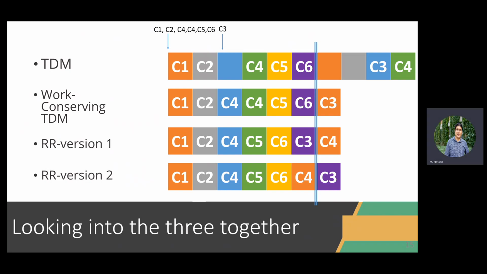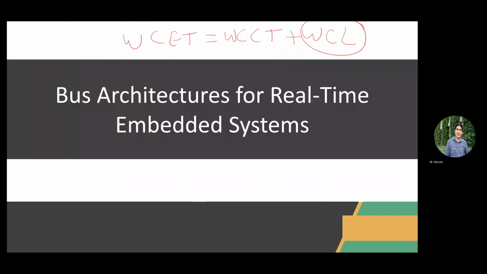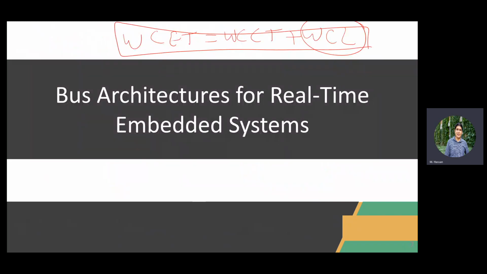Well, that's good for fairness, but we said it's not good for requirement awareness. Not all tasks have the same criticality. Not all tasks have the same requirement, right? If I go back to the bigger picture, this worst case execution time, at the end of the day, once you compute it, you have to make sure it's all the time less than or equal to the deadline of the task, right?